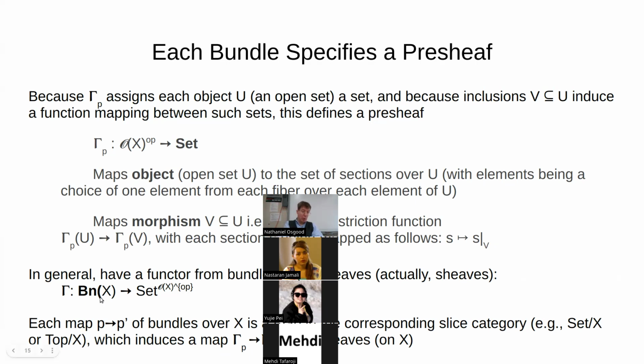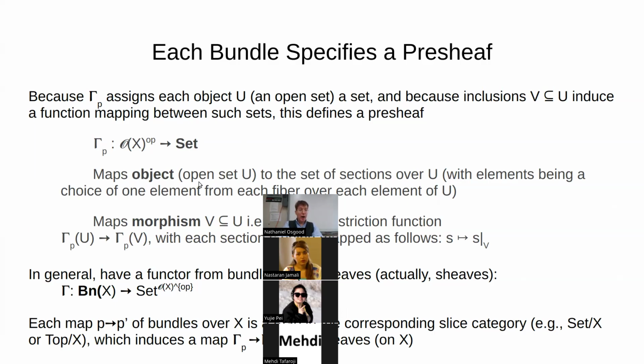And for each bundle X over X, you actually have a pre-sheaf that maps from opens of X up. So this X is a topological space, opens from X up, from the opens of it down to set. In other words, because of this contravariance, if you have V inside U, then you have this mapping from U to V. This corresponds to a map in the associated slice category as well.